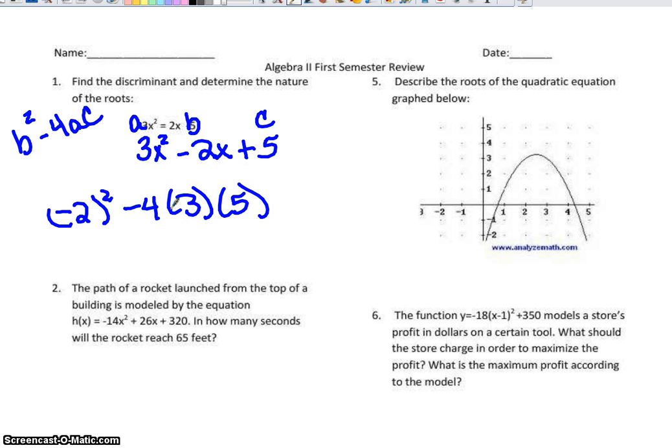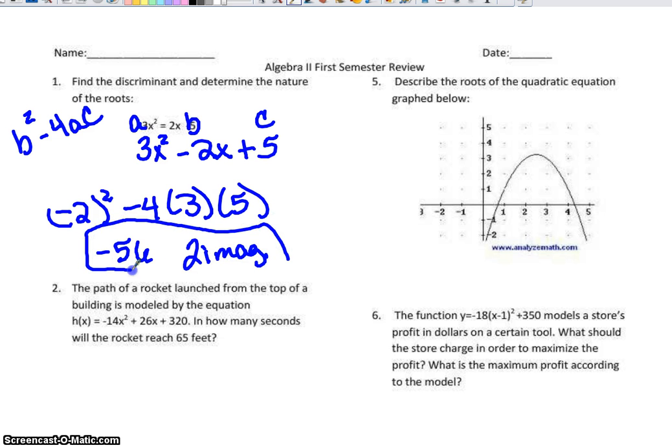Don't forget that since that is a negative 2, it has to go in parentheses before you square it. If you put this in your calculator, you should get a negative 56. That is the value of the discriminant. Using that to determine the nature of the roots, since it is negative, you will have two imaginary roots.